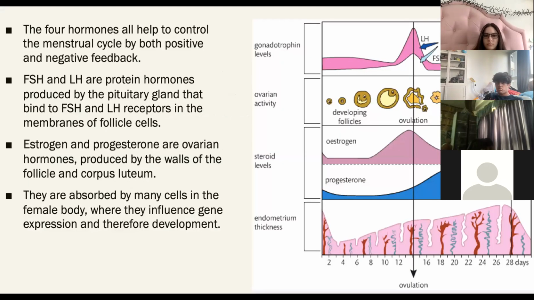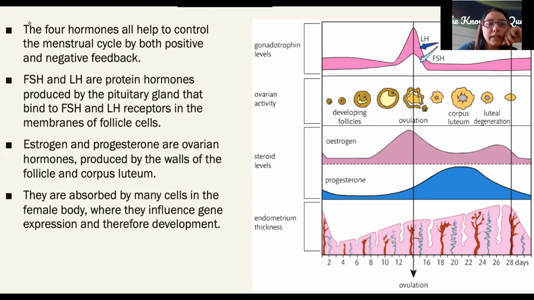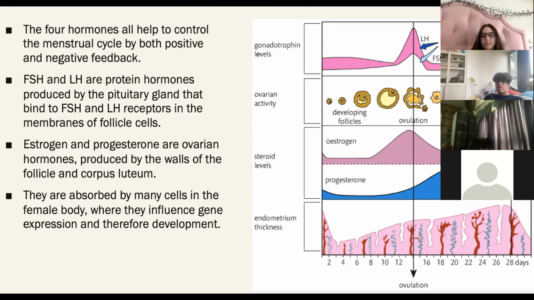Okay, let's quickly talk about the various hormones which are working here. What are the 4 hormones that are helping us during the menstrual cycle? FSH, LH, estrogen, and progesterone. Very good. Out of these, which ones are protein hormones released from the pituitary gland? LH and FSH. They are the ones which are released from the pituitary gland. What about the other 2? From the ovary.